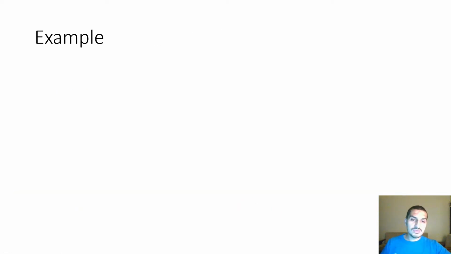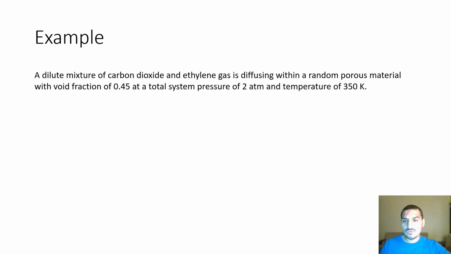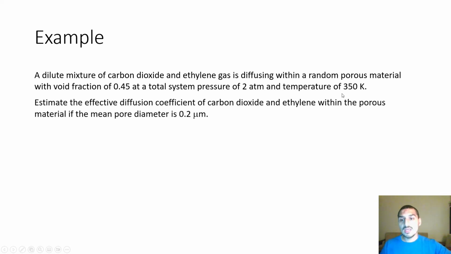The last thing we'll do is to solve an example, and in this example we have a mixture of carbon dioxide and ethylene gas. They are diffusing in a random porous material. We know its void fraction and the total system pressure and temperature, and we need to estimate the effective diffusion coefficient of carbon dioxide and ethylene within the pores of the porous material, if the mean pore diameter is 0.2 micrometer.